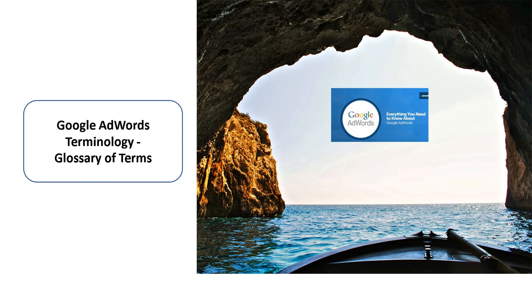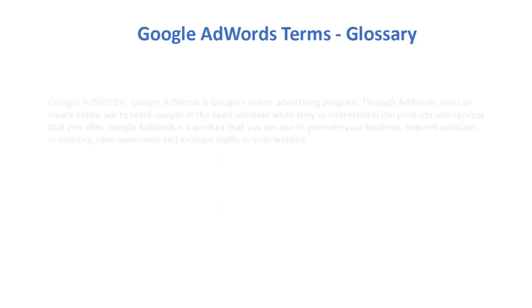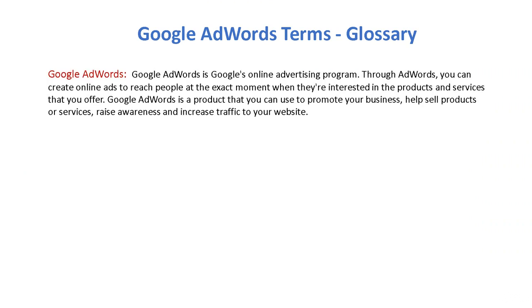Okay, first, the definition of the application itself, Google AdWords. Google AdWords is Google's online advertising program. Through AdWords, you can create online ads to reach people at the exact moment when they're interested in the products and services that you offer. Google AdWords is a product that you can use to promote your business, help sell products or services, raise awareness, and increase traffic to your website.